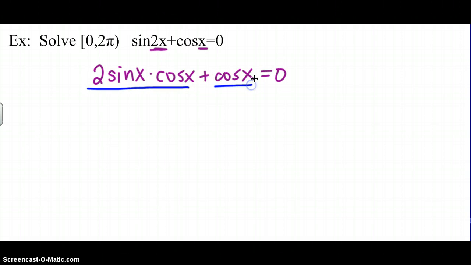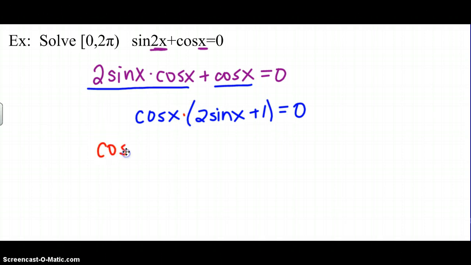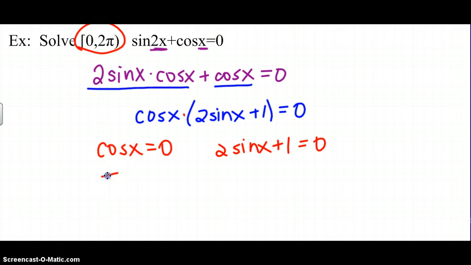These two things are going to have a cosine of x in common, so you could factor that out. And you'd be left with 2 sine of x plus 1 equal to 0. Well, now I've got 2 things that multiply to 0, which means either that first thing has to be 0 or that second thing has to be 0. Where is cosine equal to 0 between 0 and 2 pi? That's going to be at pi over 2 and 3 pi over 2.